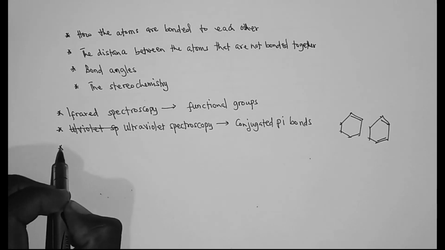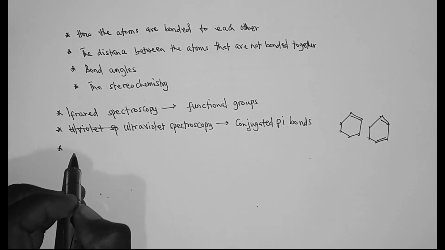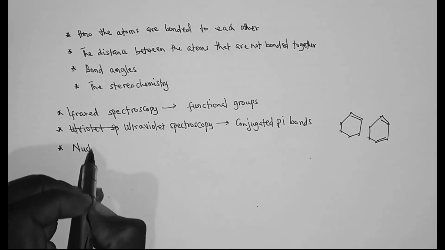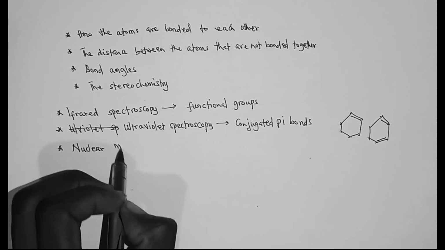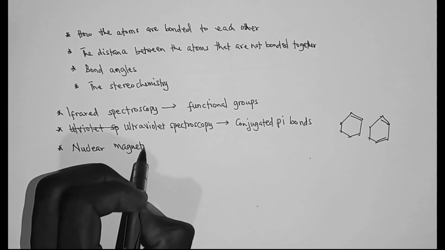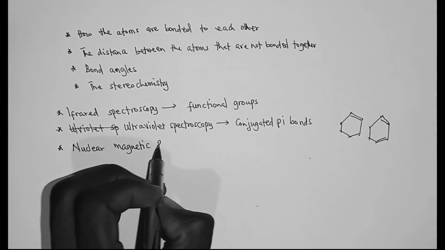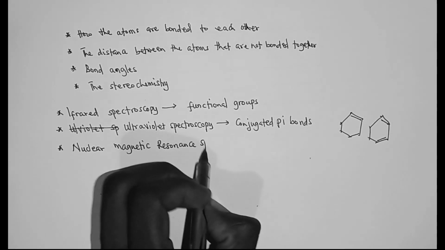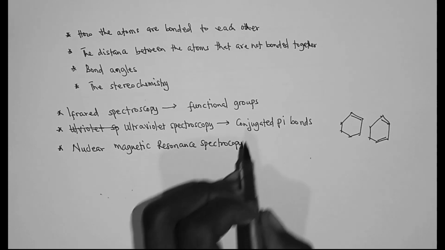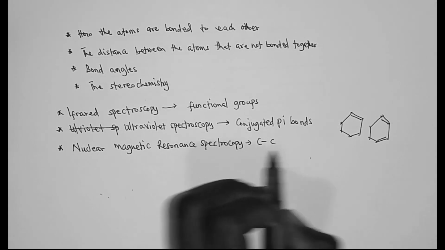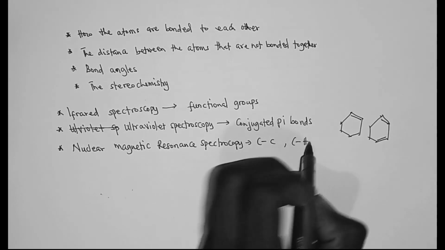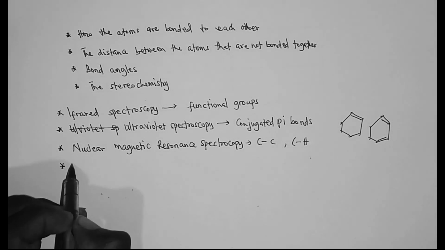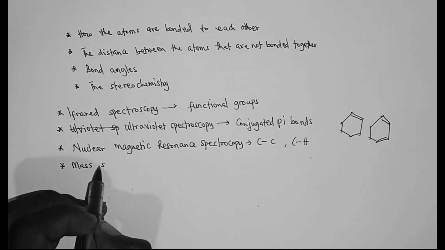And then the other spectroscopic method of importance is the NMR. And the NMR is the nuclear magnetic resonance spectroscopy. And the NMR gives information on the carbon, and also the carbon-hydrogen framework of the compound. Then the last one is the mass spectroscopy.